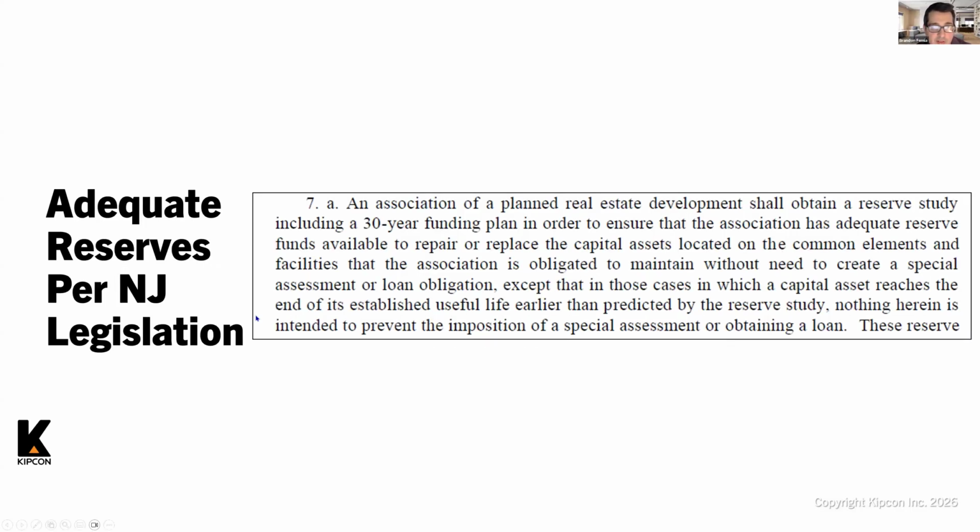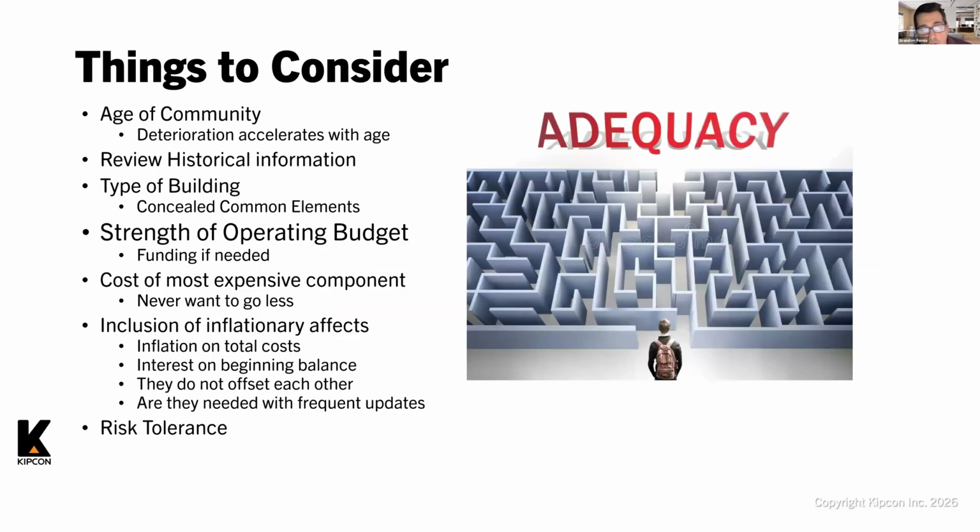This is based on the New Jersey legislation, essentially saying that you need to get a reserve study done and it needs to be updated every 5 years. I'm sure everyone has probably seen this or talked about this in their associations. So again, we have CAI standards, we have New Jersey legislation, and now there are a number of things to consider as far as your association is concerned.